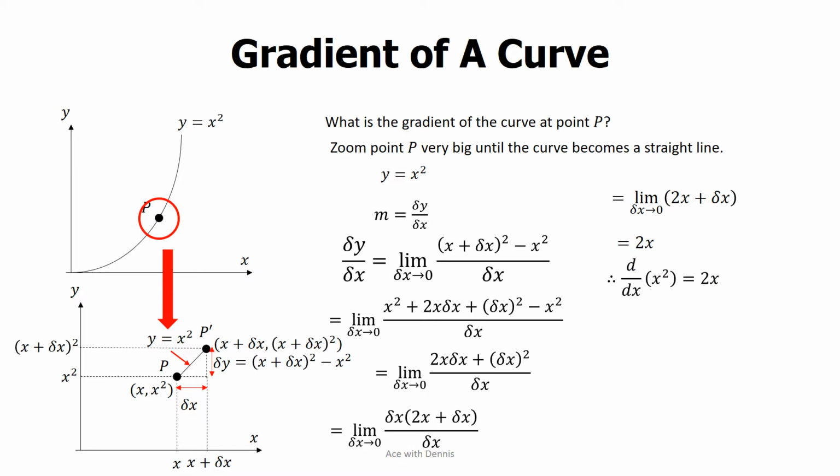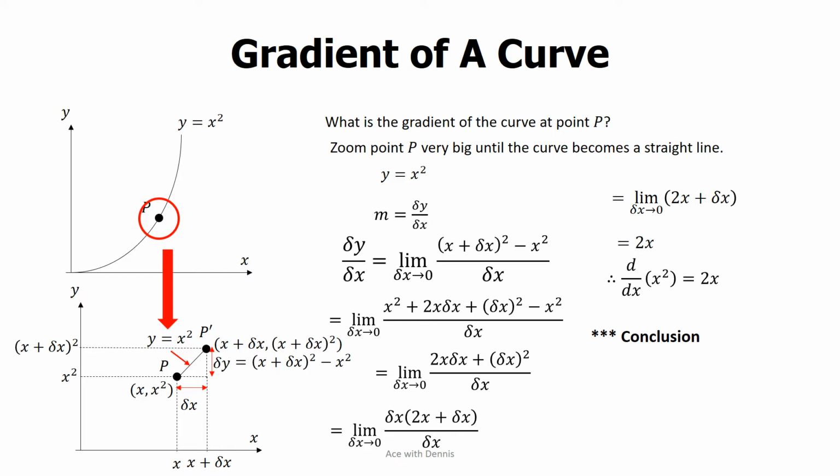Hence, we can say that the derivative of x squared with respect to x, d over dx of x squared, equals 2x. So this is the equation of the gradient of a curve. Let's say I want to get the gradient of a point where x is 1. Then I just substitute x equals 1 into this equation, and I can get the gradient of the point.